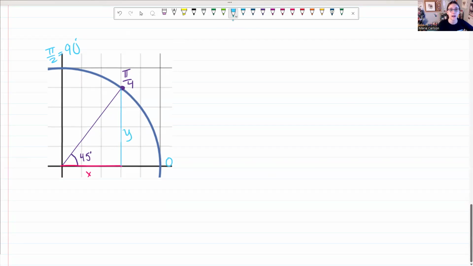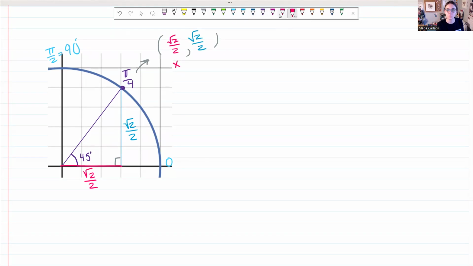And since this is a 45, 45, 90-degree triangle, instead of having just random arbitrary x and y, I can actually say that both legs, x and y, have to be the same, square root of 2 over 2. So this length is square root of 2 over 2, and this length is square root of 2 over 2. So I could say then the coordinates of this point, x comma y, x is square root of 2 over 2, and y is square root of 2 over 2.